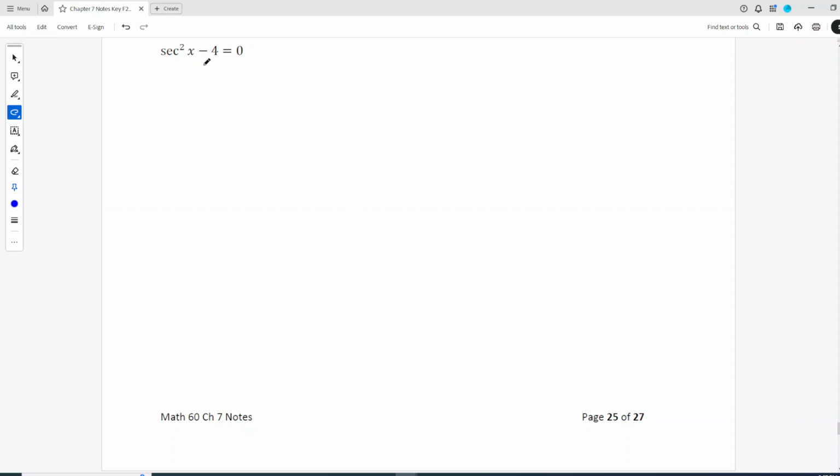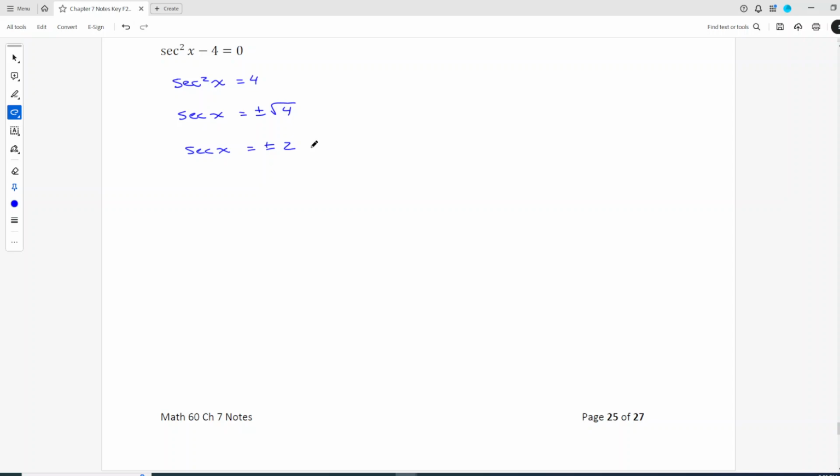So this one's a similar idea. We're going to add 4. So we're going to get secant squared x is equal to 4. Then we're going to take the square root. So we get secant x is equal to plus or minus the square root of 4, which means that the secant of x is equal to plus or minus 2. Now, you are more than welcome to keep it as secant if you can think of it as hypotenuse over adjacent.